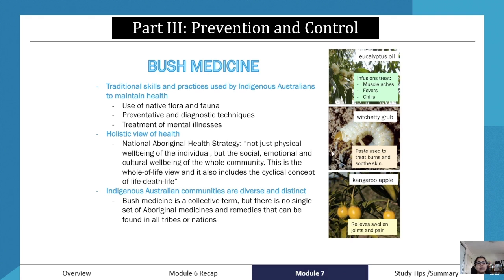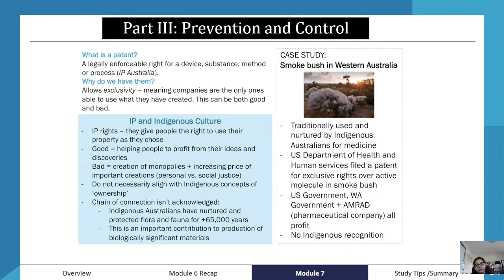The National Aboriginal Health Strategy has outlined that health is not just the physical well-being of the individual, but the social, emotional, and cultural well-being of the whole community. This is the whole-of-life view, and it also includes the cyclical concept of life, death, life. Indigenous Australian communities are diverse and distinct, which means that bush medicine is a collective term, but there's no single set of Aboriginal medicines and remedies. It is a huge collection of remedies and treatments.